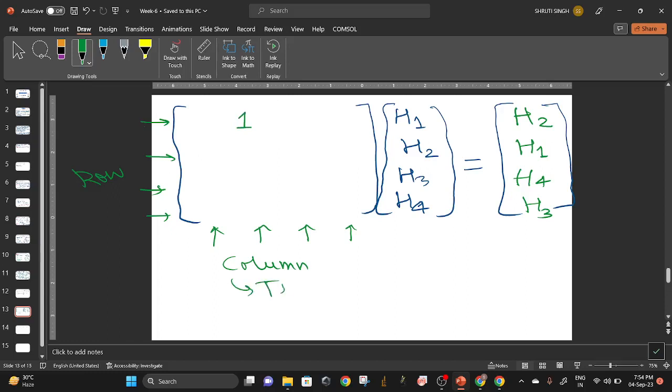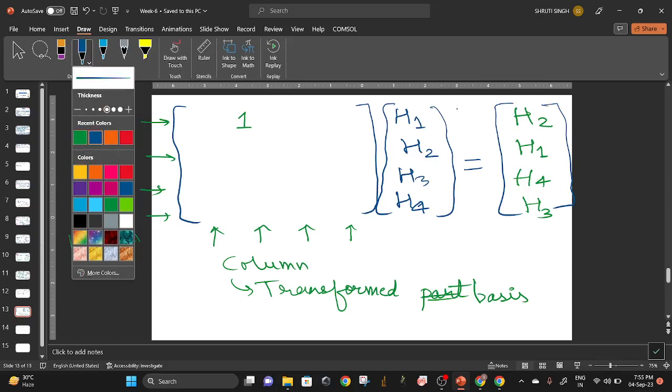The column is for the transformed part, and the row is for the basis, or I should write transformed basis. This is the initial basis. What I mean is, suppose you want to see the change of H3, then you have to go to row number 3.